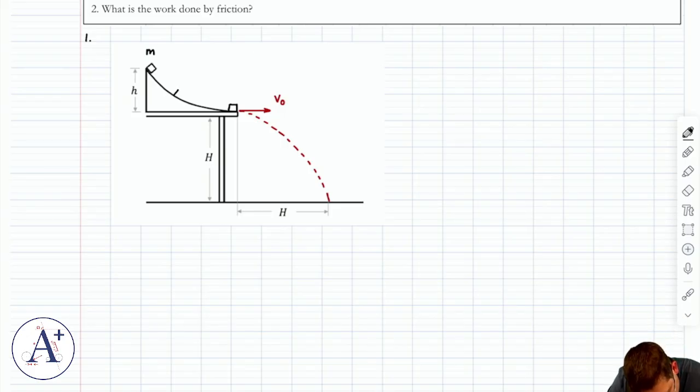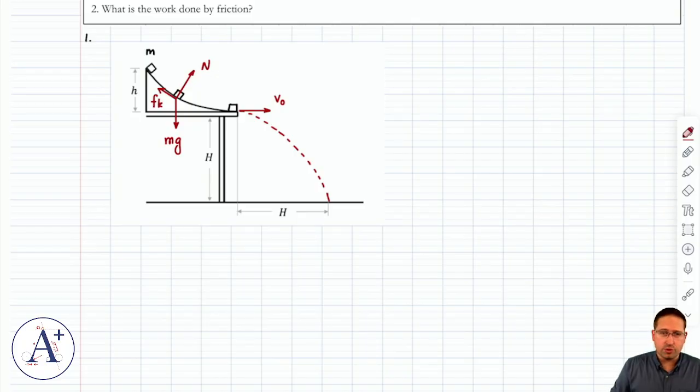Well, we're going to first look at the block as it slides down. And as it slides down, it's going to be the weight force, the normal force, and friction. I mean, kinetic friction for that matter, because we're moving. Now I'm drawing the forces because if I want to compute the net work, I need to know how many forces are applied on my object. Because if there's 3 forces, then there's going to be 3 amounts of work that I have to compute.